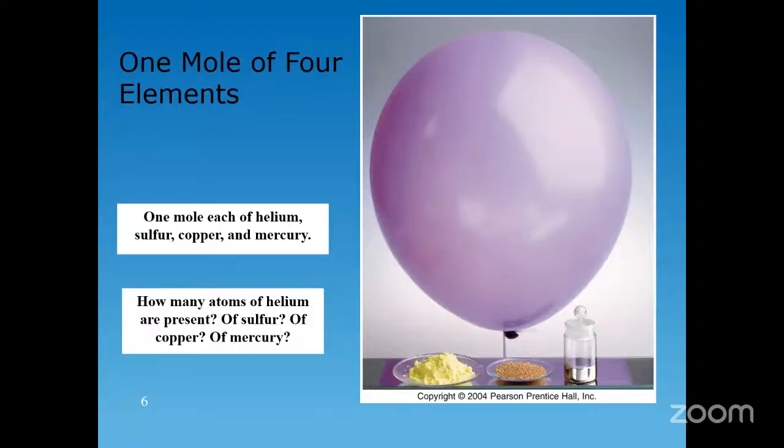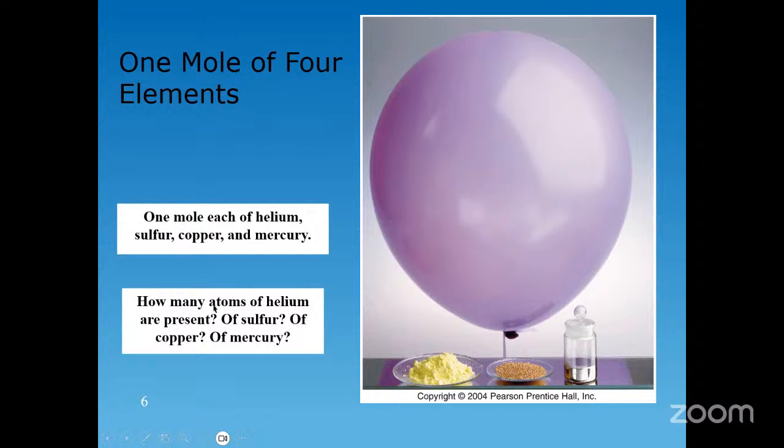Okay, so this is just illustrating what I just said a while ago. 1 mole of an element, for example, would be different from another mole of another element in terms of the mass. So what we're looking at here is a mole of sulfur, a mole of copper, a mole of mercury, and a mole of helium, right? And clearly, these are different substances, and they will have different masses, right? So to answer this question, how many atoms of helium are present, of sulfur, of copper, of mercury? The answer is the same for all of them, which is Avogadro's number, 6.02 times 10 to the 23.